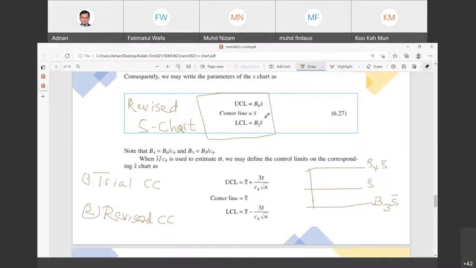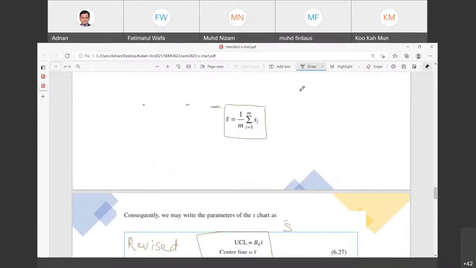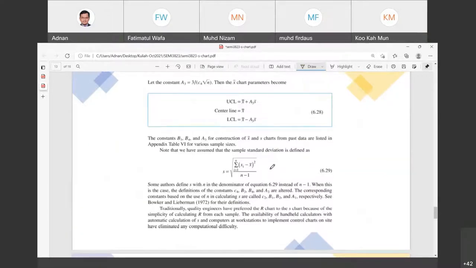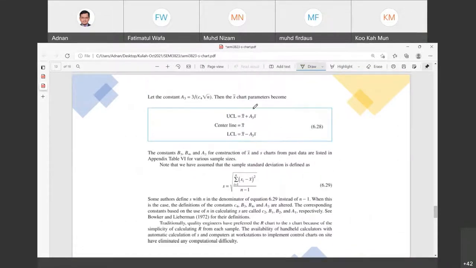How to get this? The important part here is how to get S bar. S bar here is this one, where the summation of S, if we have considered removing the unstable or out of control data. So for the X bar chart to be used together with the S chart, we are using this formula: A3 S bar. Remember, this is not R bar, it is S bar.